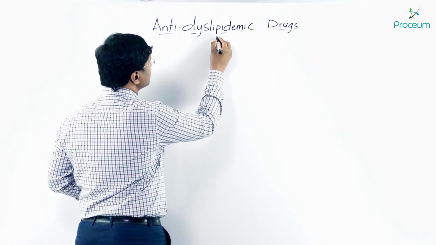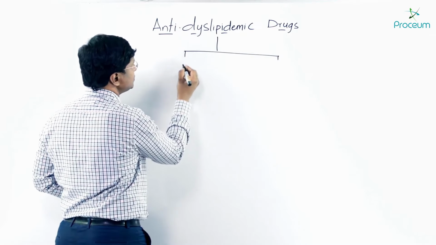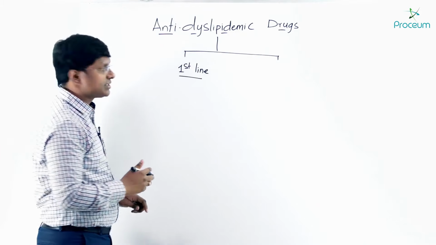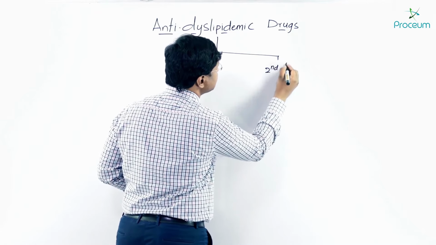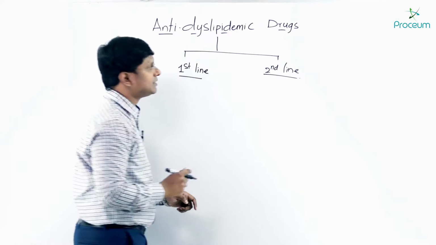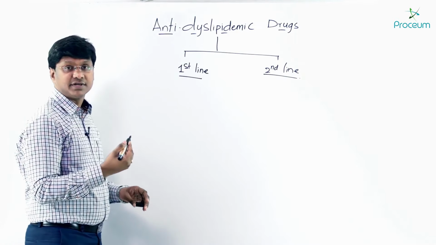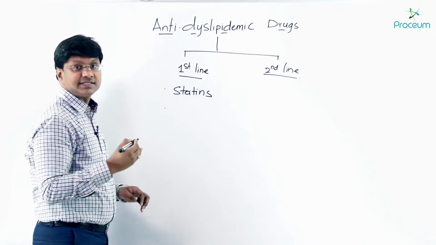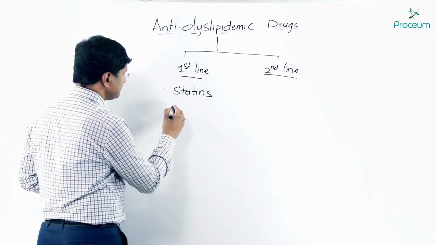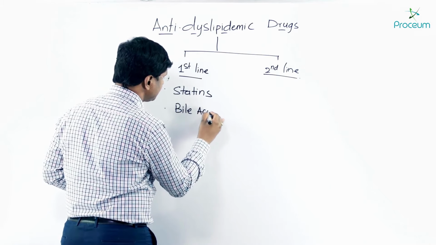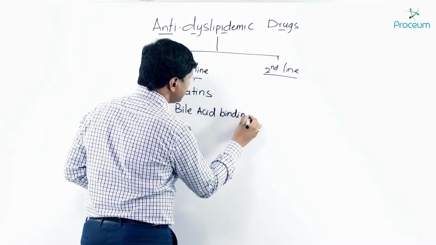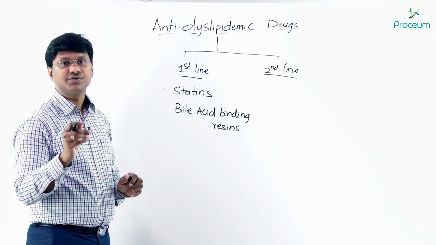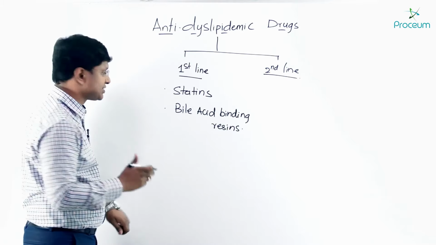Now these anti-dyslipidemic drugs are of two kinds. One, we have the first line anti-dyslipidemic drugs, and then we have the second line anti-dyslipidemic drugs. The first line drugs include, number 1, statins, and the second one is bile acid binding resins, right? The third constitutes intestinal cholesterol absorption inhibitors.